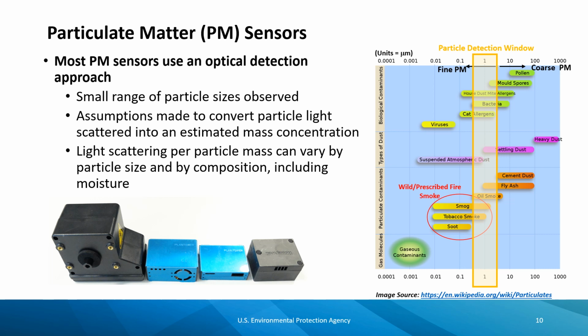One common air sensor is a particulate matter or PM sensor. Most PM sensors on the market use an optical detection approach. With this approach, a small range of particle sizes are typically observed, as shown in the figure on the right. This approach converts particle light scattered into an estimated PM mass concentration. The light scattering per particle mass can vary by particle size and composition, as well as moisture.